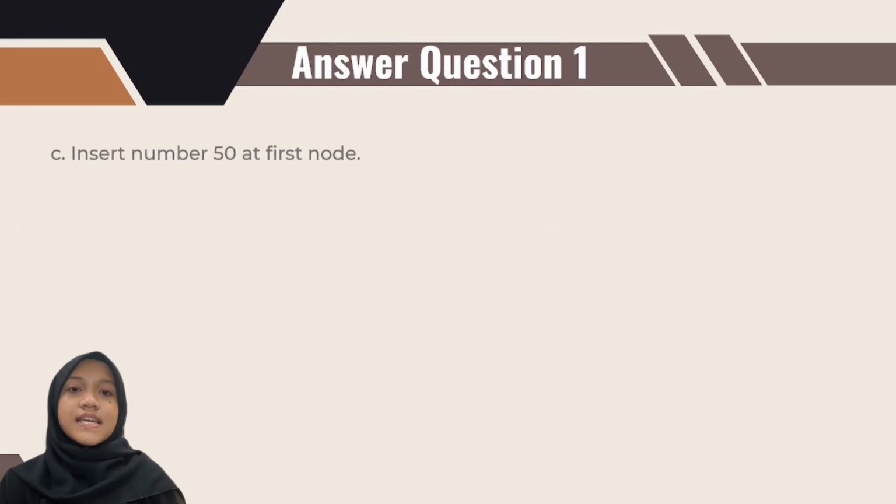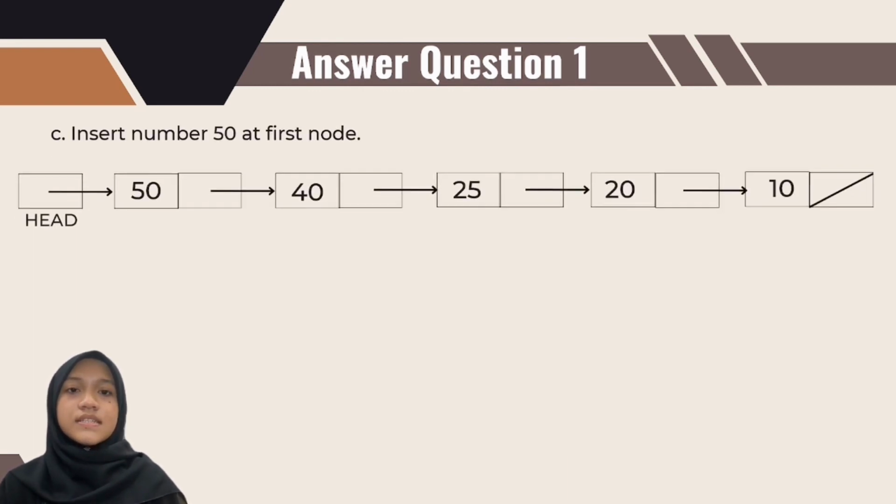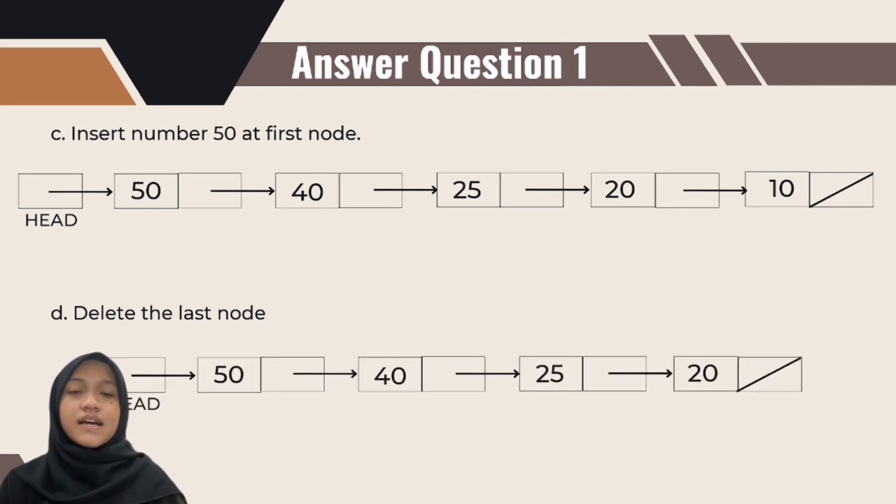Statement C is insert number 50 at first node. So, the answer is 50, 40, 25, 20, and 10. Statement D is delete the last node. So, we just remove the last node and make the number 20 the tail. And the answer is 50, 40, 25, and 20.